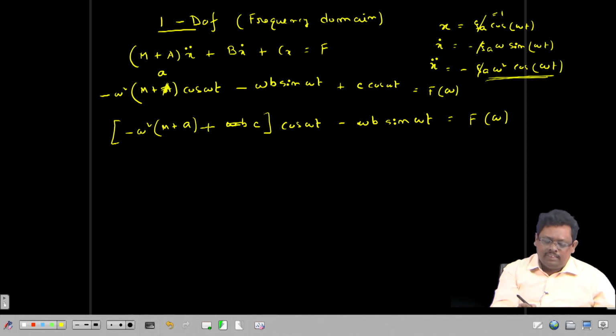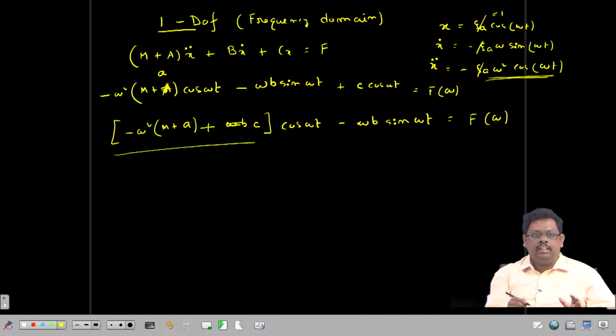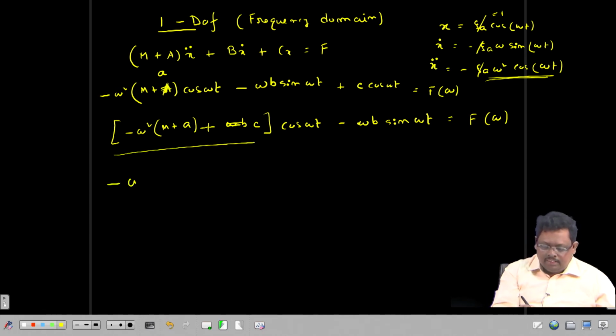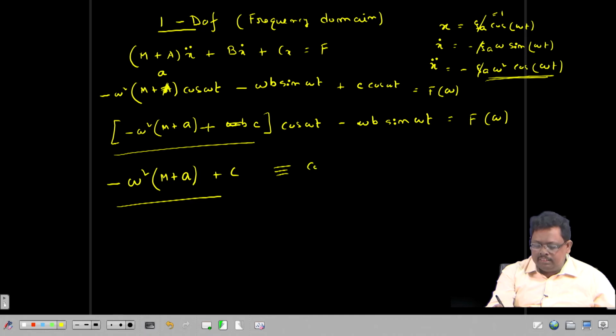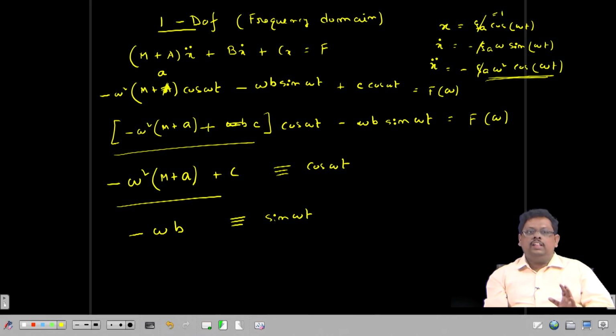So, then I have this term, minus omega square into m plus a plus c. This is the term which is with cos omega t, and I have minus omega into b, and this is the term I have with my sin omega t. So, I need to remember this.